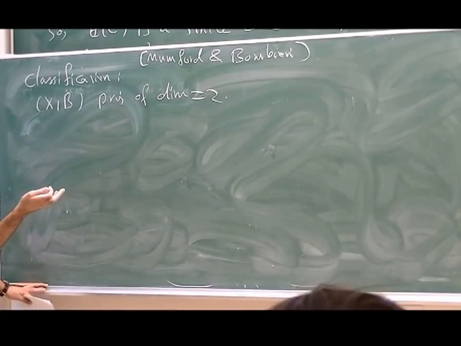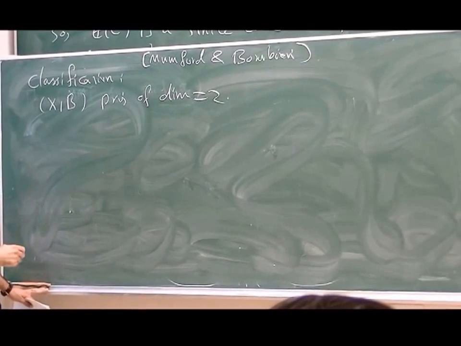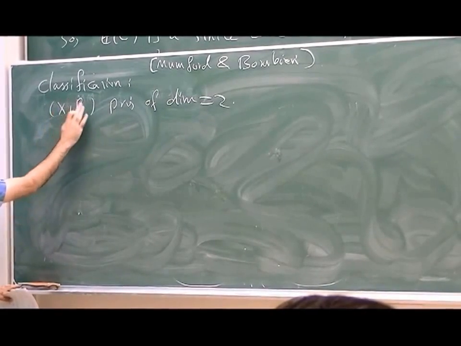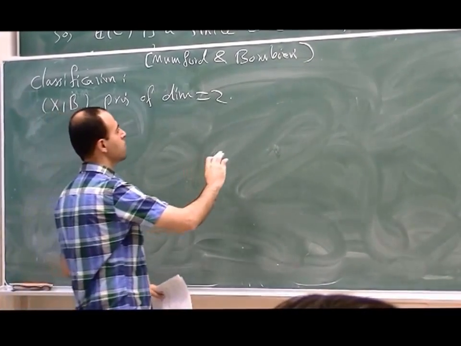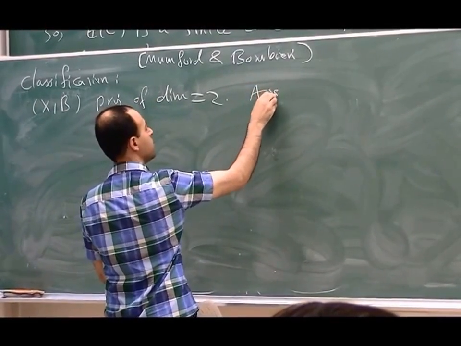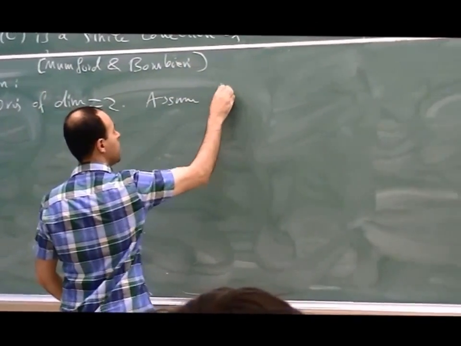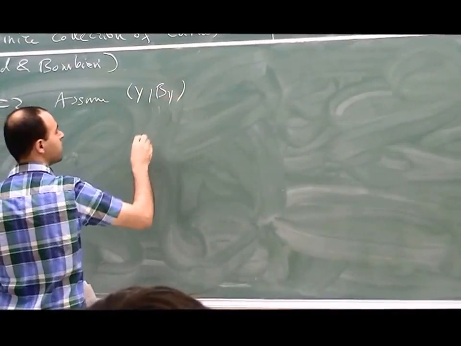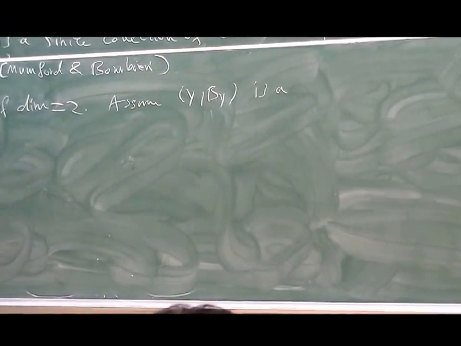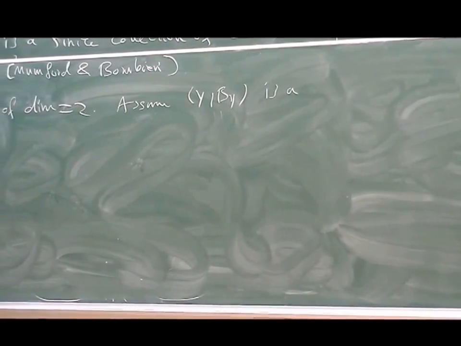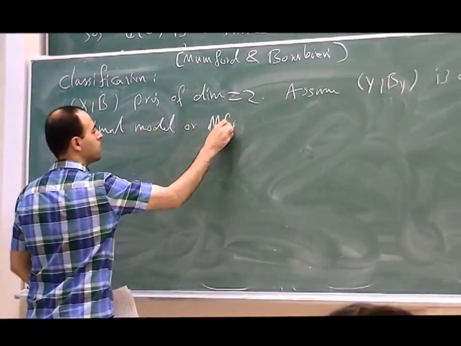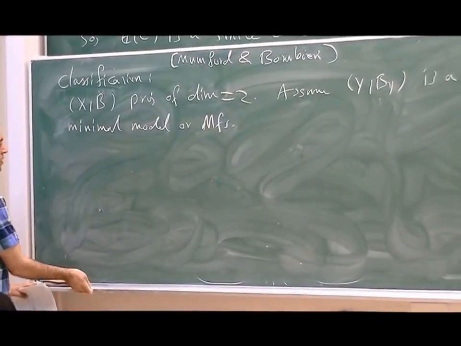Now, in the last lecture I told you essentially how to find a minimal model for a more defined space. So these kinds of surfaces are divided into 4 different categories. So assume Y, B_Y is the minimal model for the surface. So we have several cases.